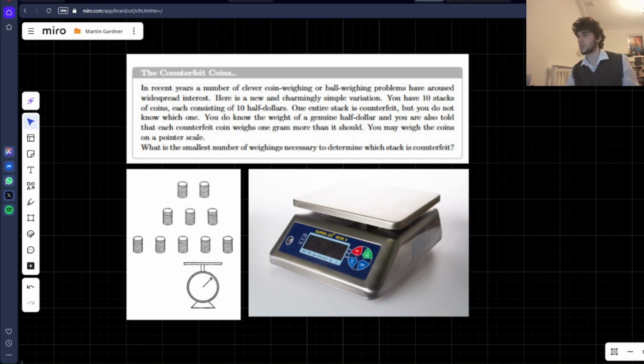So it says: in recent years, a number of clever coin weighing or ball weighing problems have aroused widespread interest. Ignore that. Here is a new and charmingly simple variation. You have 10 stacks of coins, each consisting of 10 half-dollars. Again, I've taken this straight from Martin Gardner's columns. Martin Gardner was an American recreational mathematician, so let's get rid of this half-dollar concept and say for ease that we're dealing with 10p coins. It doesn't matter, we could be dealing with 5p coins or 2p coins; the denomination is irrelevant here. The only important thing is that we have 10 stacks of 10 coins each.